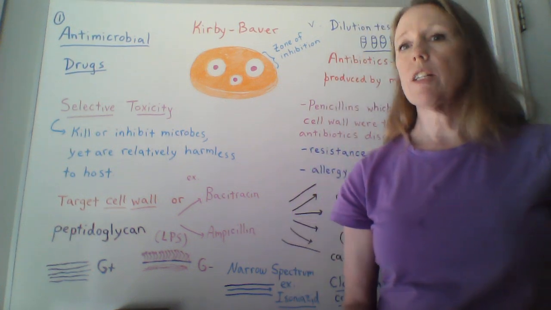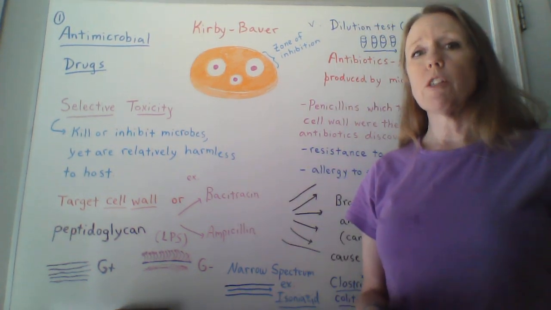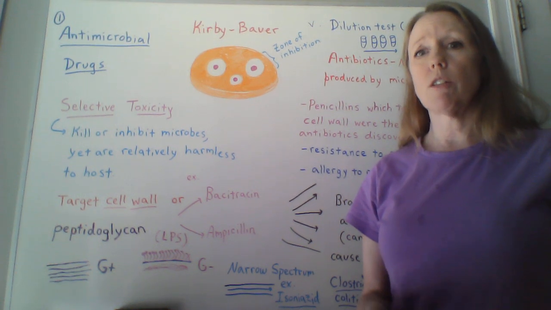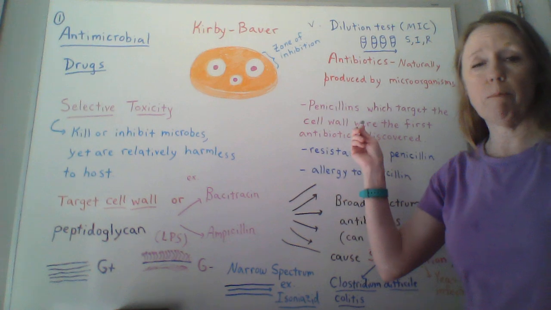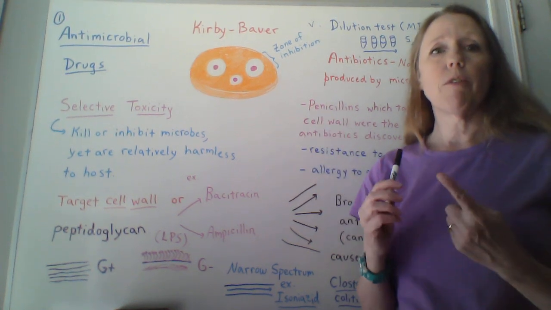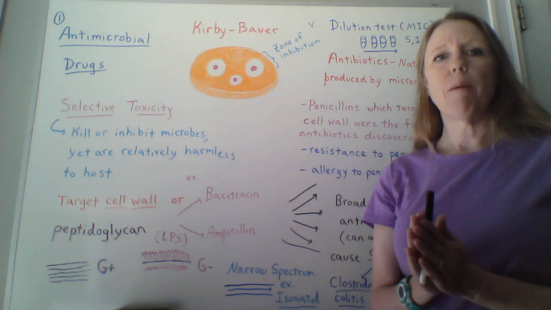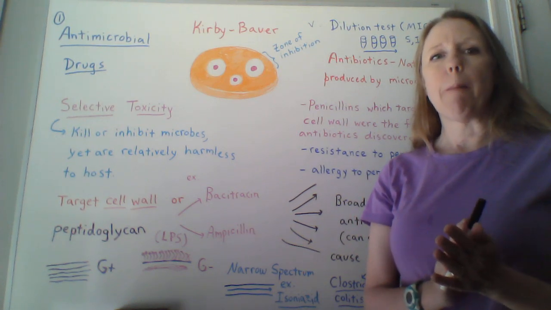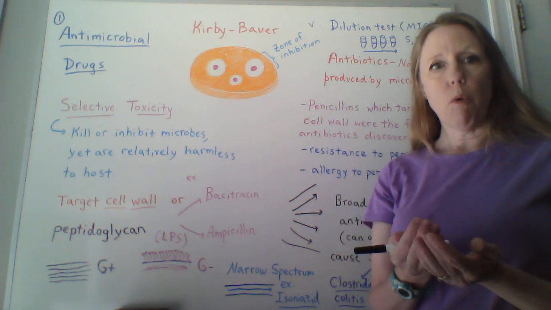Good afternoon, class. Today we're talking about antimicrobial drugs. And so the first antimicrobial drugs discovered were antibiotics, which are naturally produced by microorganisms. For example, the first antibiotic was penicillin, and it is made by the Penicillium fungus, which is the one you find on your orange.